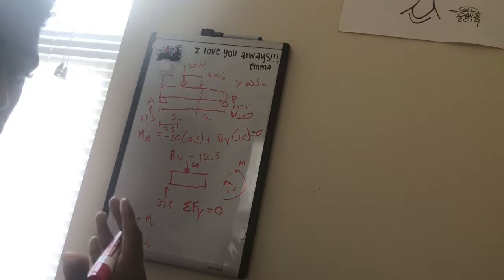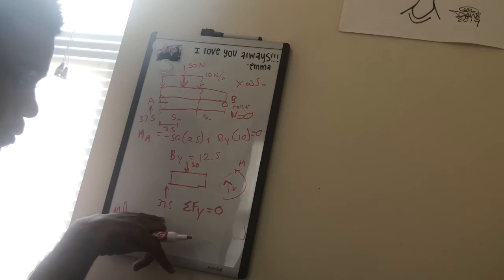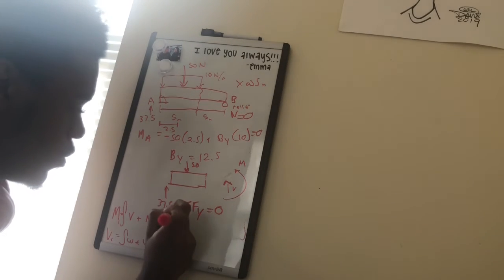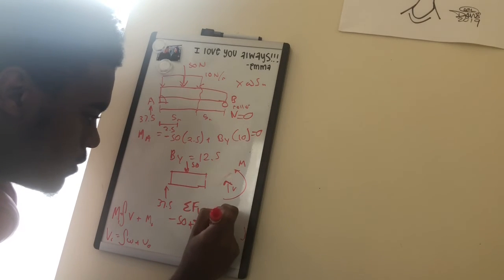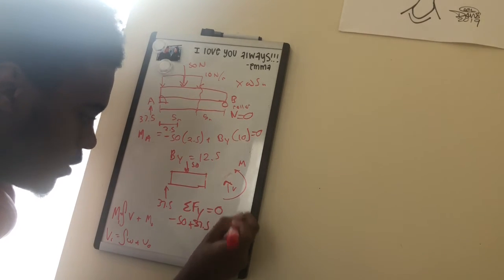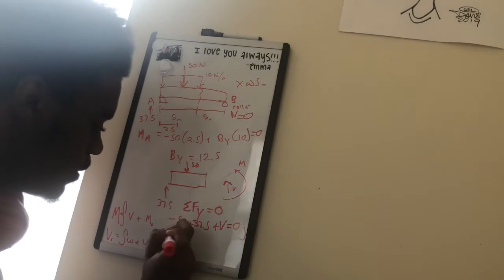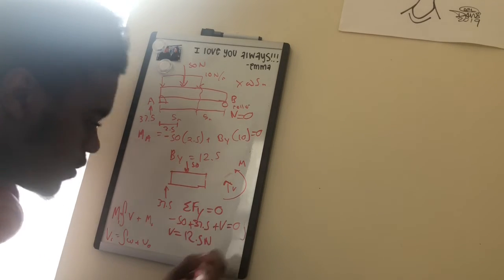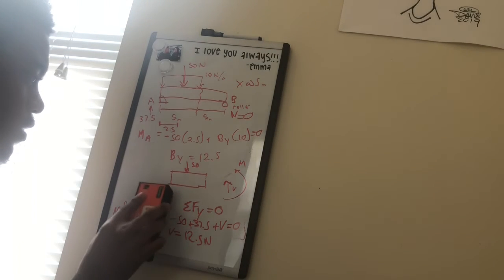I assume V is up because our A force is smaller than the downward force, 50. So negative 50 plus 37.5 plus V equals 0. When you put that in the calculator, V equals 12.5 newtons. And that's one of the internal forces we found.